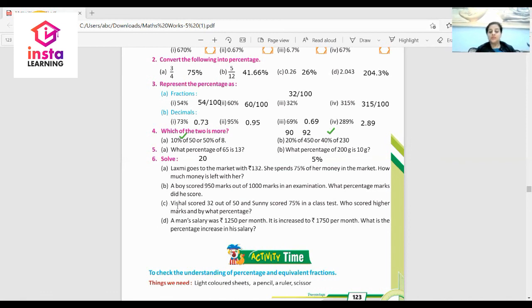Now, Vishal scored 32 out of 50, and Sunny scored 75 in the class test. Who scored higher marks and by what percentage? You have to take out the percentage of both in the class test. Now, a man's salary was 1250 per month. It is increased to 1750 per month. What is the percentage increase in his salary? You have to subtract the amounts, then take out the percentage.